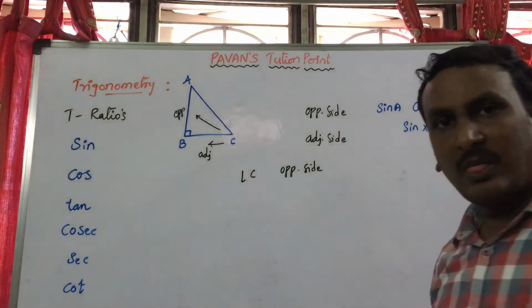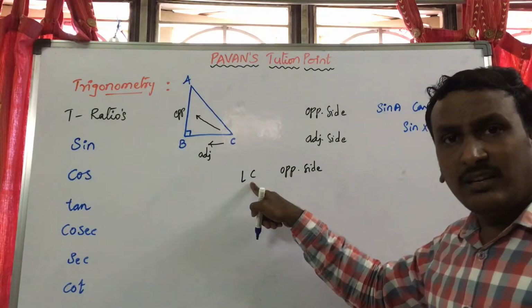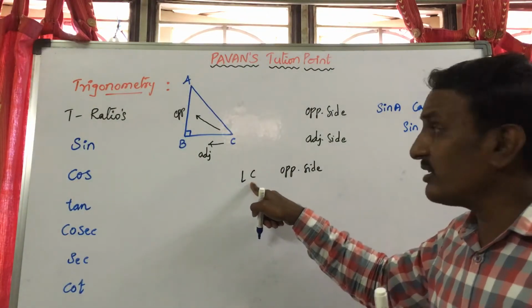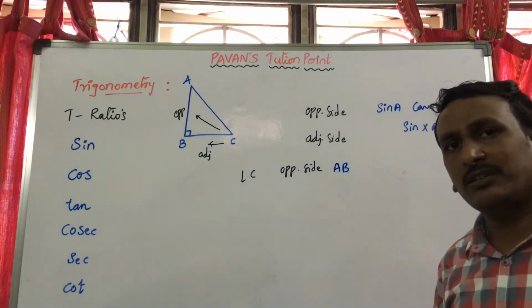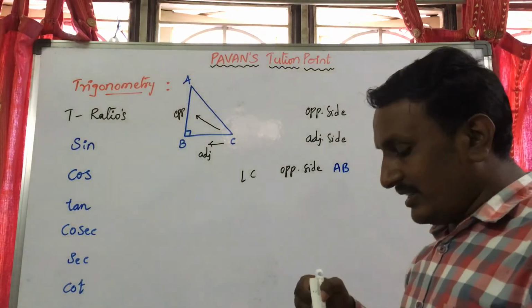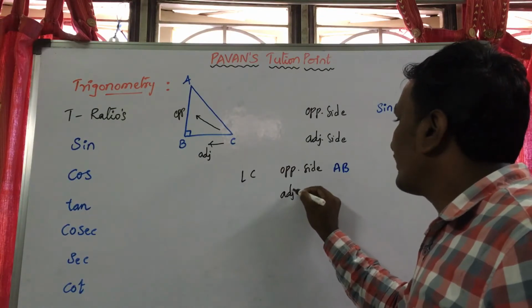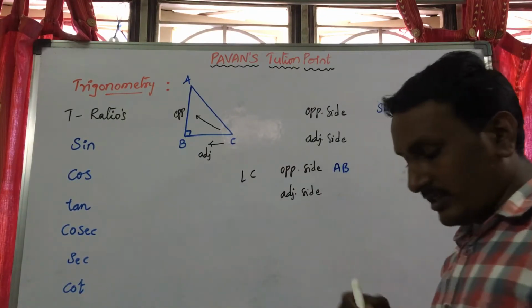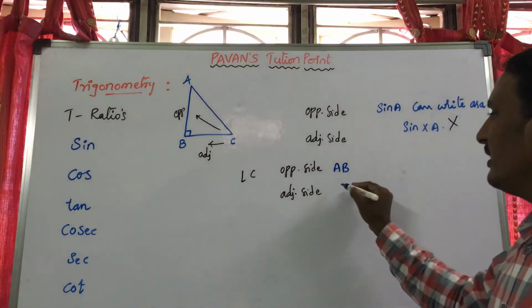Opposite side. Whenever you are writing the opposite side, except the angle C, what are the remaining vertices? AB. So that's why the opposite side is AB. That's it. And for the angle C, the adjacent side: where we have a right angle? At B. So simply B.